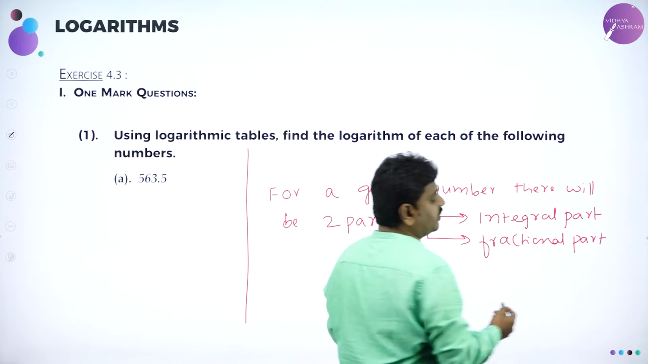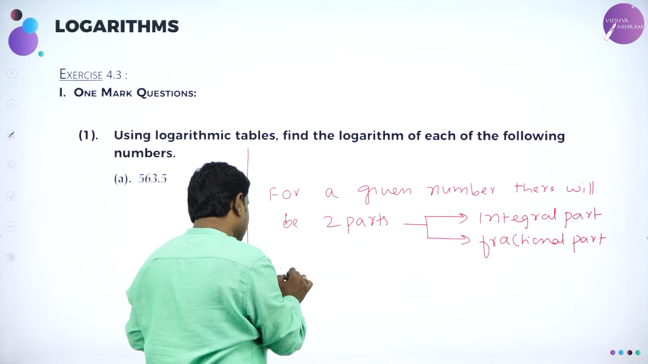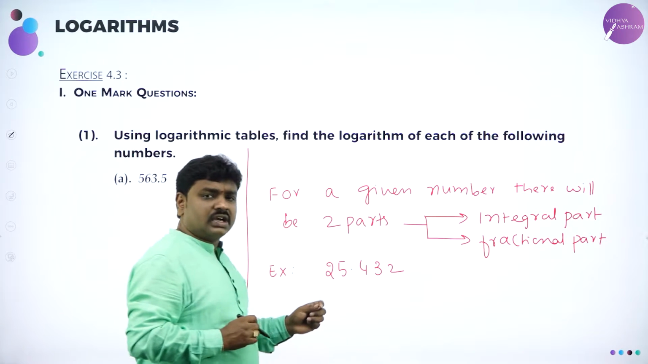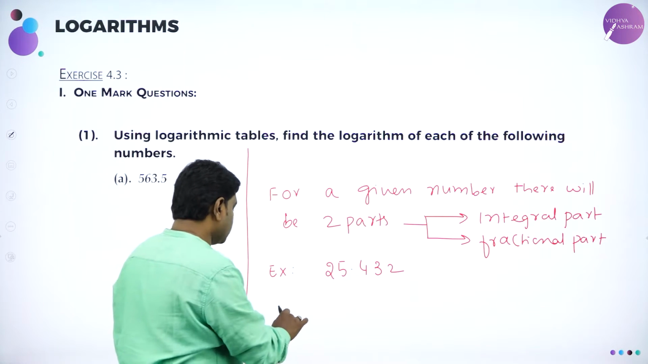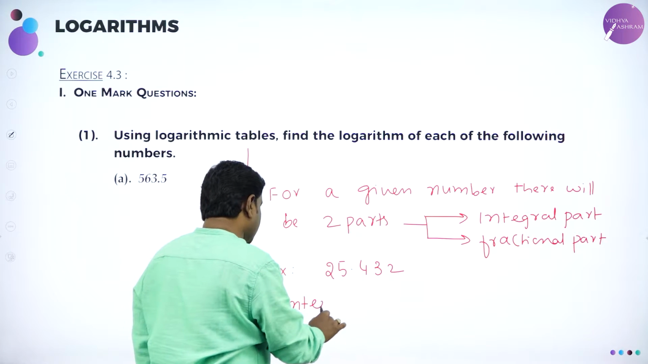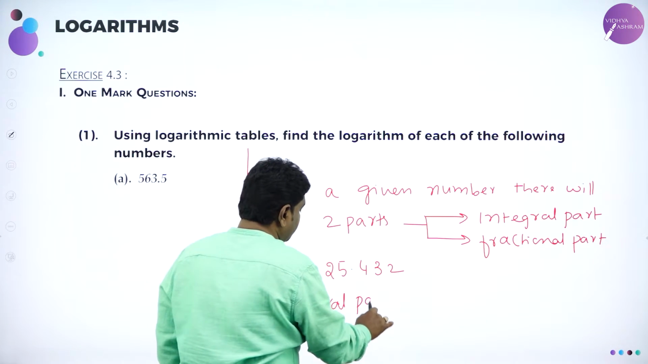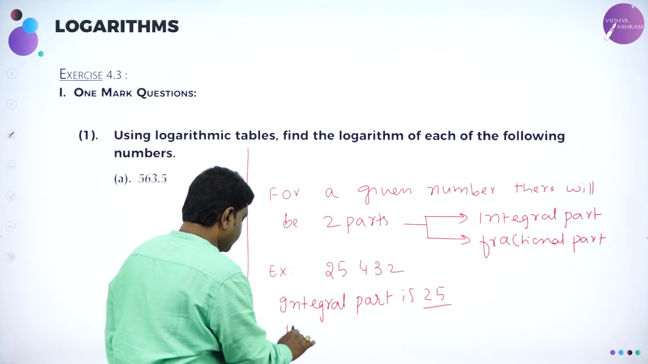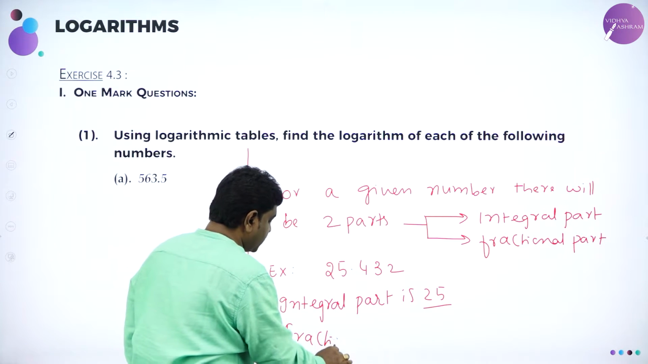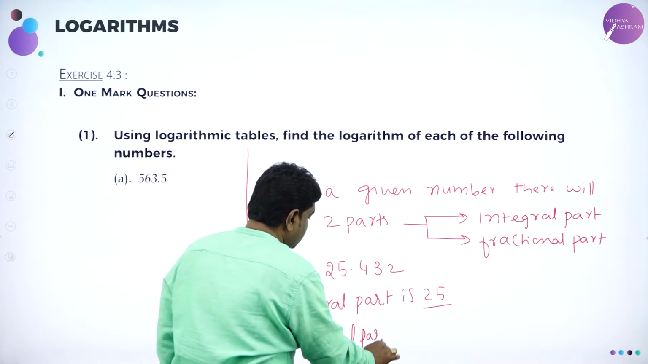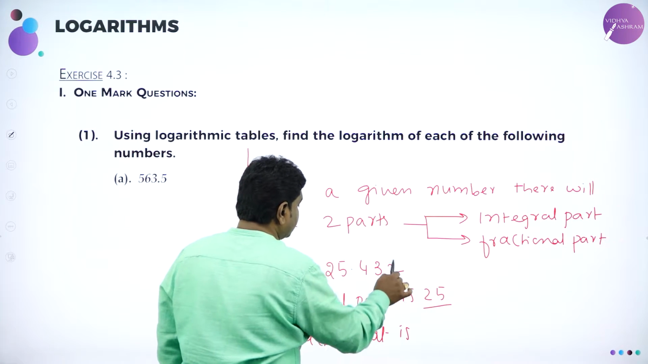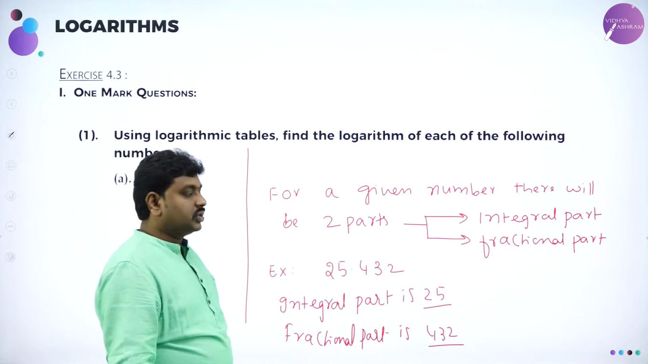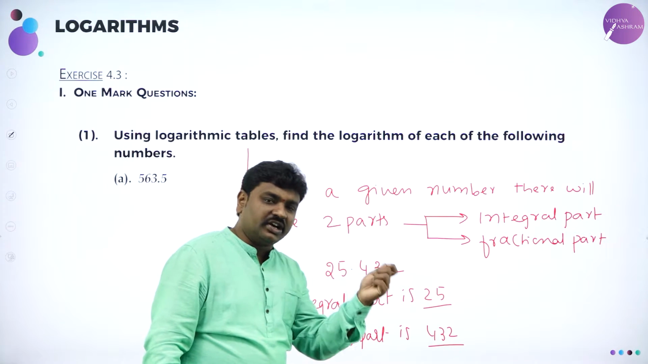First our task is to identify them. Example, if I give 25.432, here integral part is 25. Integral part means before decimal. And fractional part means after decimal. After decimal, we have 432. So for a given number, we have two parts: one is integral part, the other one is fractional part.